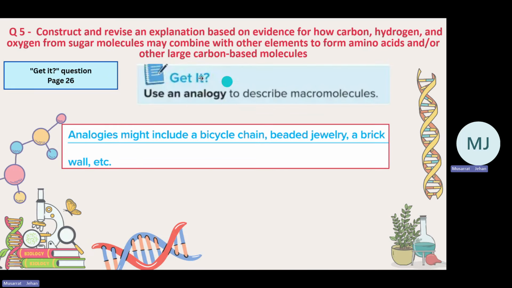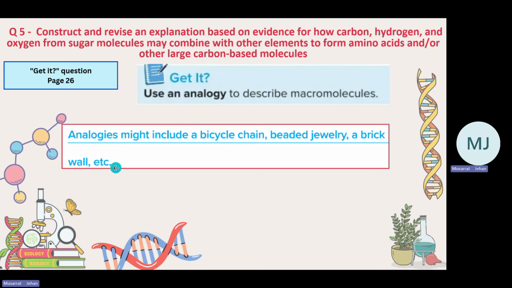Here use an analogy to describe macromolecules. Analogy means relating to something which you know from your daily life. How do macromolecules look like? Here they have given you some examples, like a bicycle chain. A bicycle chain is made up by the same part repeating many times, making a chain. Beaded jewelry has beads repeating, making that jewelry. Brick wall, the bricks are repeating and making a wall. In the same way macromolecules have monomers which are joining together to make a polymer.